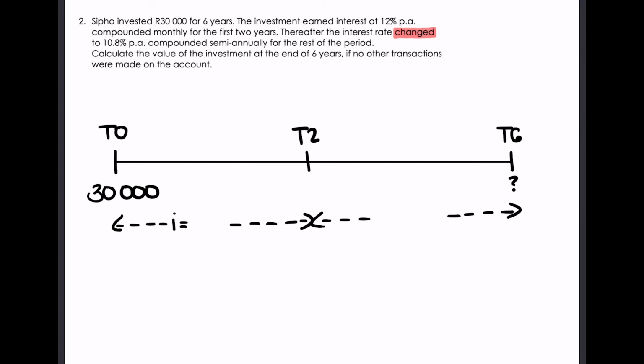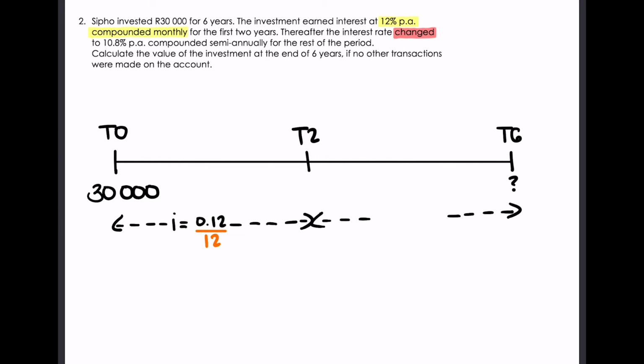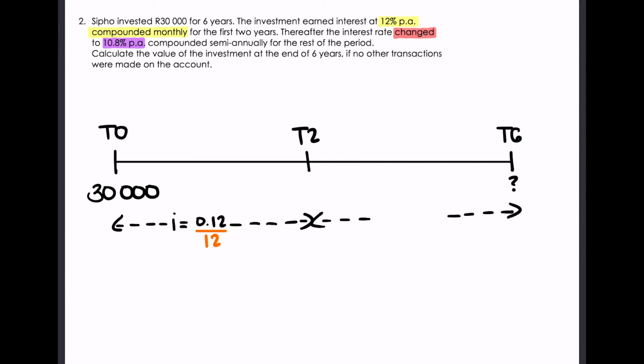So the interest starts at 12% per annum, compounded monthly. All right, so firstly, I'm going to say, what is 12% as an I value? 12% as an I value is 0.12, but it's compounded monthly, which means that I'm going to divide it by 12. Then the interest rate changes to 10.8% per annum, compounded semi-annually for the rest of the period.